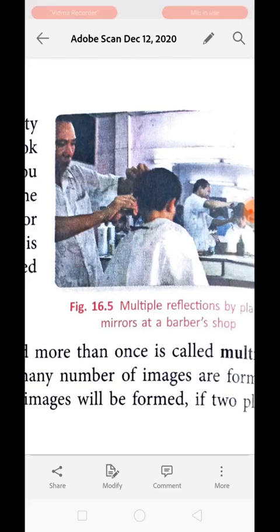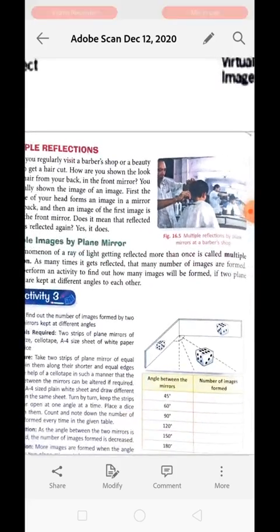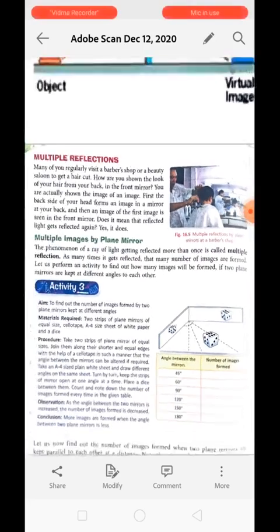We know now that if we are seeing the reflection, it is because of the reflected ray. So the phenomenon of a ray of light getting reflected more than once is called multiple reflection. It means the person who is sitting over here, the back side image has been formed in the back mirror and then it is formed in the front mirror.